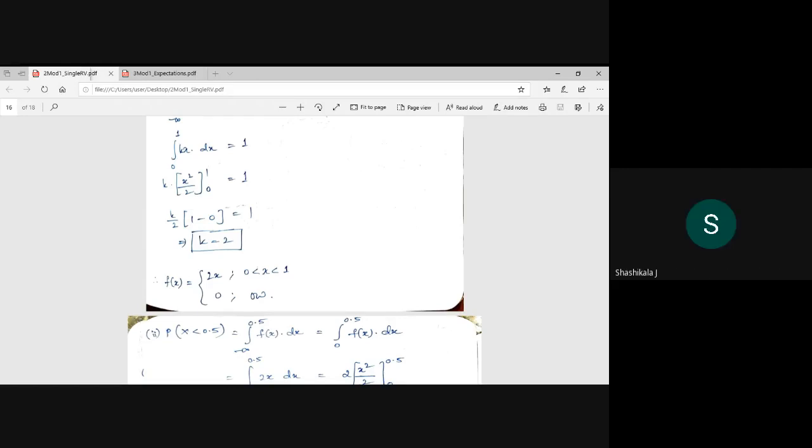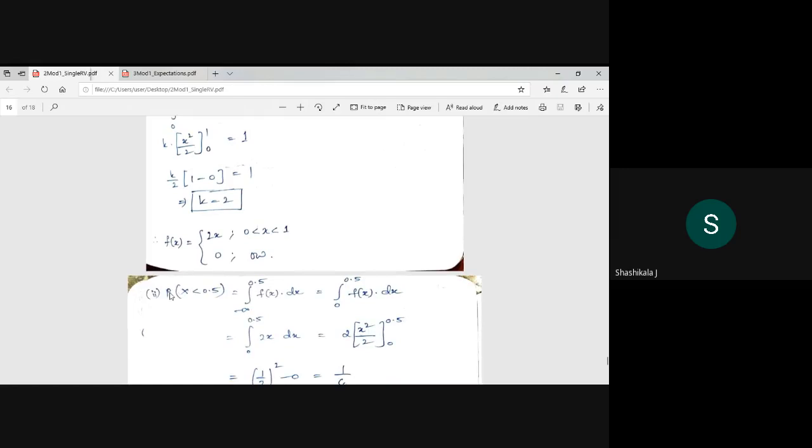Is it a ramp? Yes, ma'am. Y equal to 2x is a ramp. It is a ramp with the slope of 2x. So now what they are asking is, what is the probability of x less than 0.5? So now x is less than 0.5.